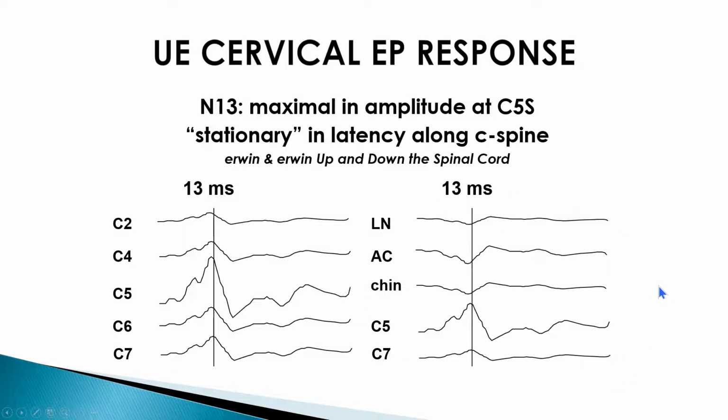Over here on the right side of the screen, I just wanted to show you the difference between those alternative placements. C5, this is our normal placement of the C5 electrode. Again, C7, you're going to have a lower amplitude, but the latency isn't going to change. The chin, the anterior neck, and the lateral neck may have an inverse polarity, but the latency again will not change, proving that this is a true stationary response.